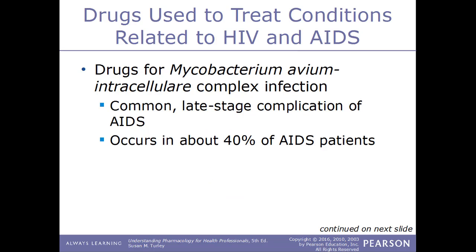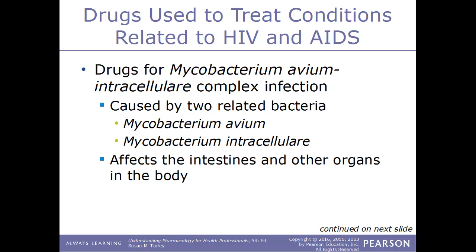Another condition that's related to HIV infection is actually a complex of 2 infections, and collectively it's known as Mycobacterium avium intracellular complex, or MAC. This is a common late-stage complication of AIDS, and this occurs in about 40% of AIDS patients. And this is caused by 2 very closely related bacterium, Mycobacterium avium and Mycobacterium intracellular. And these 2 are so similar it's difficult to differentiate between the 2. So that's why these are usually grouped together as one complex infection, MAC.